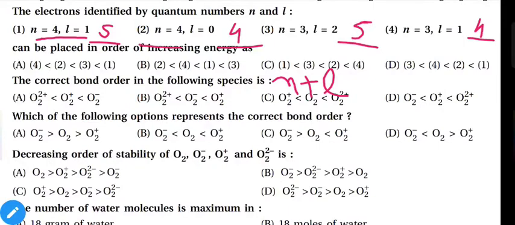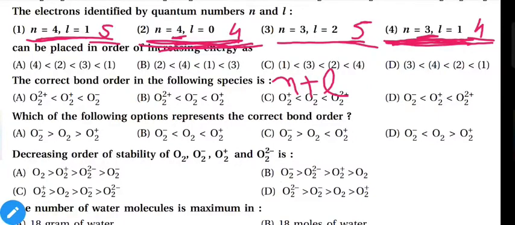That means if we talk about the second and fourth, then we have n equal to 3 and n equal to 4. So from that we can say that the lowest energy orbital will be n equal to 3, n plus l 4. Then the second one will be n equal to 4, n plus l 4. Then next n equal to 3, n plus l 5, and then n equal to 4. So our answer will be option A, 4 2 3 1.